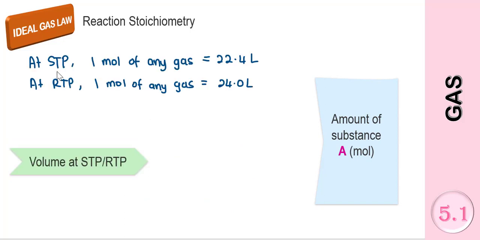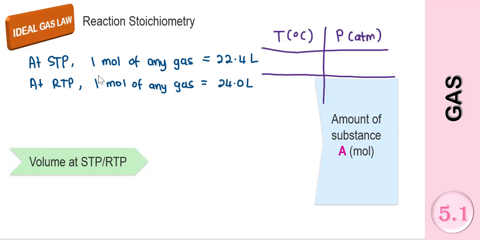At standard temperature pressure, 1 mole of any gas is equal to 22.4 liter, while at room temperature pressure, 1 mole of any gas is equal to 24.0 liter. The standard temperature is 0 degrees Celsius and the pressure is 1 atm, while at room temperature, the temperature is 25 degrees Celsius and the pressure is also 1 atm.